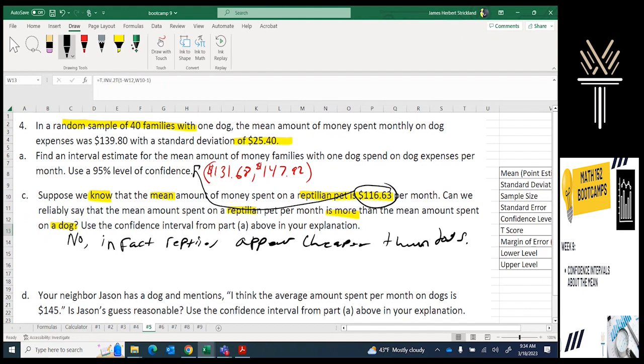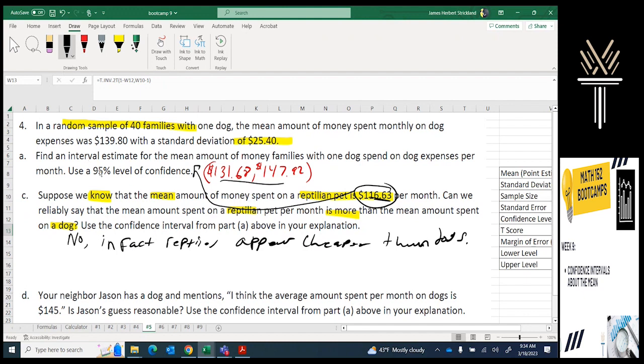And so if it's smaller than both numbers, then we can confidently say, because we don't know how much dogs cost, we just know it's between these two numbers. And so this being less than it means it has to be cheaper. And so if the average reptile costs you $116 and the average dog costs you somewhere between $131 and $147, clearly the dog is more. So that means we can say that it's not that reptiles are more than the amount we spend on dogs. It's going to be less because it's smaller than both numbers.